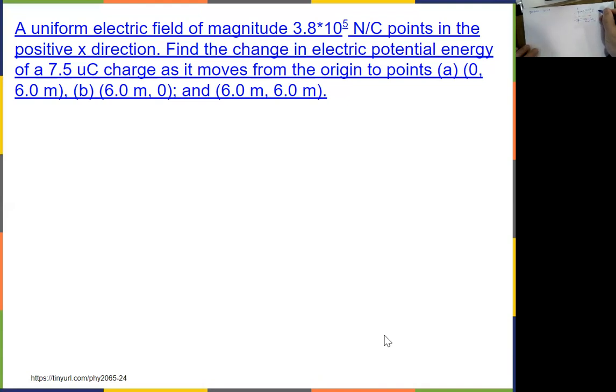The E field has a magnitude of 3.8 times 10 to the 5th. All right, and then this charge Q is equal to 7.5 times 10 to the minus 6 coulomb, okay, microcoulomb. Yeah, we are looking for the change in electric potential energy. So you're looking for delta U.